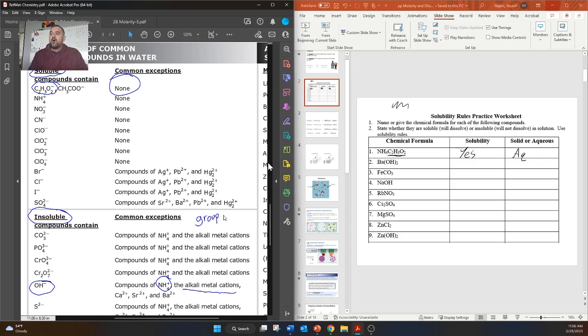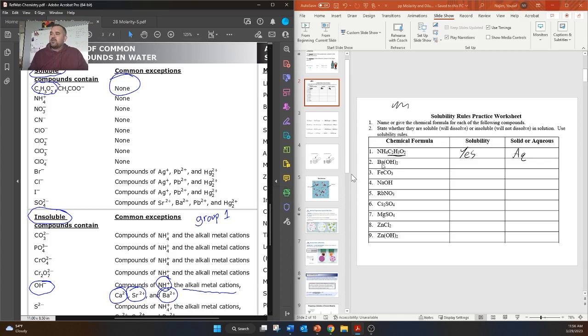All right, so group 1. Not group 2. This only applies to group 1. So when we say an alkali metal cation. So hydroxide's exceptions are NH4, alkali metals, calcium, strontium, and barium, which are all group 2 elements. So that's it. These are the exceptions.